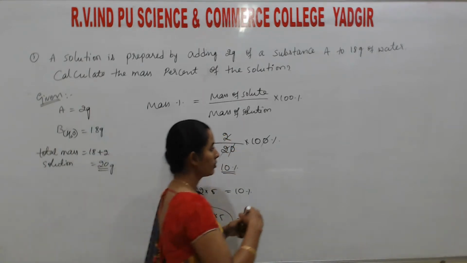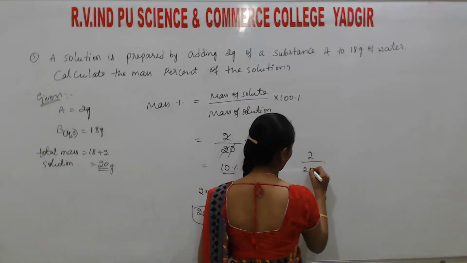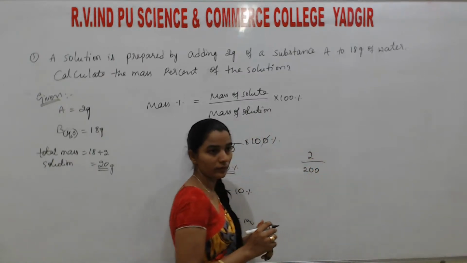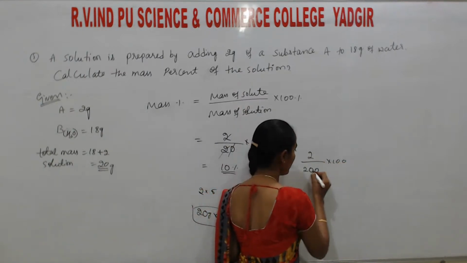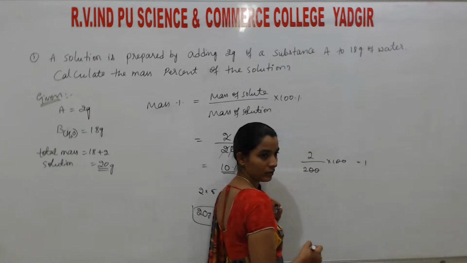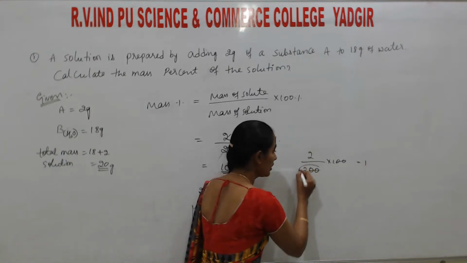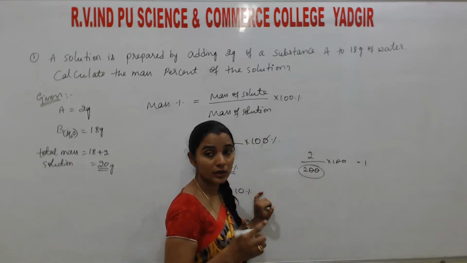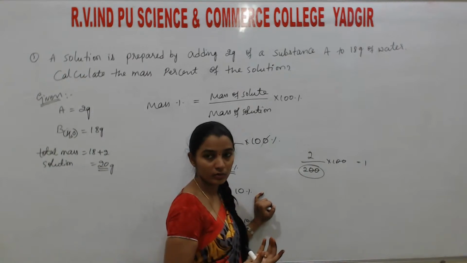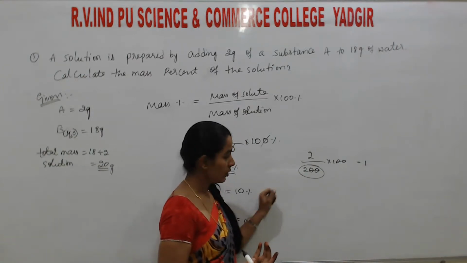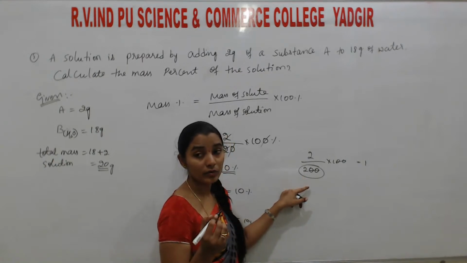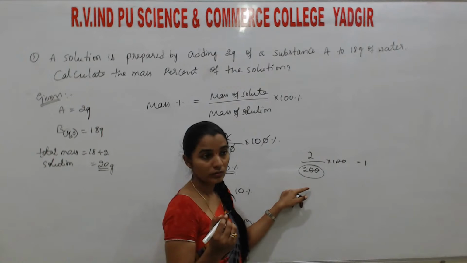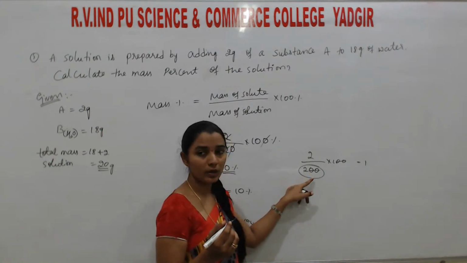So the same term is multiplied or divided. For example, 2 divided by 200. If you calculate with 100, you will get 1. So here 200 is there. If it is converted to 100, what do we have to do? 200 is there, that is converted to 100. What do we have to do? 200 is there. When it becomes 100?